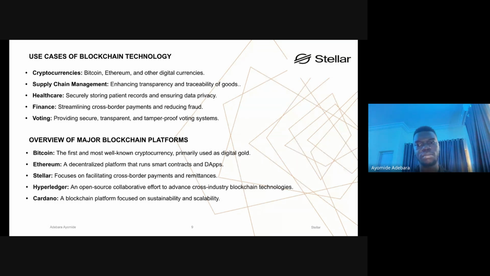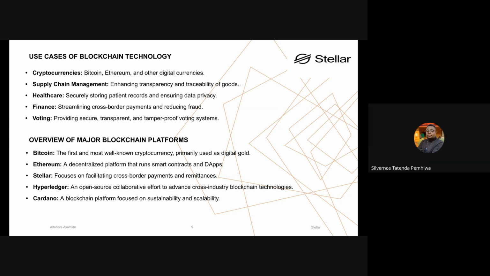Is there anyone that can summarize everything we've discussed from previous class? Should I call names? Okay, we have someone, we have Silvanos. Let's hear from you. Can you give us a summary of what we've discussed from yesterday's class? Thank you. I'll give you a summary of what I understand from yesterday's class.